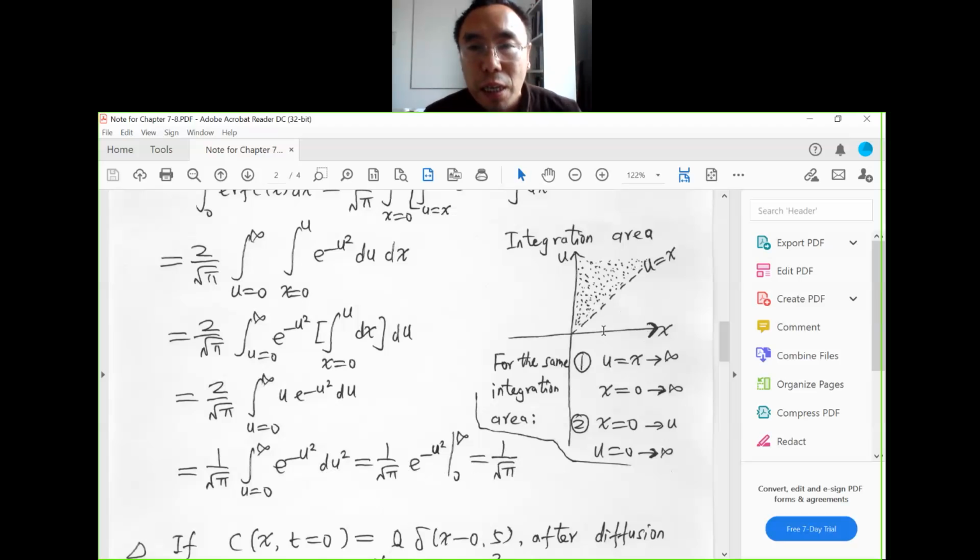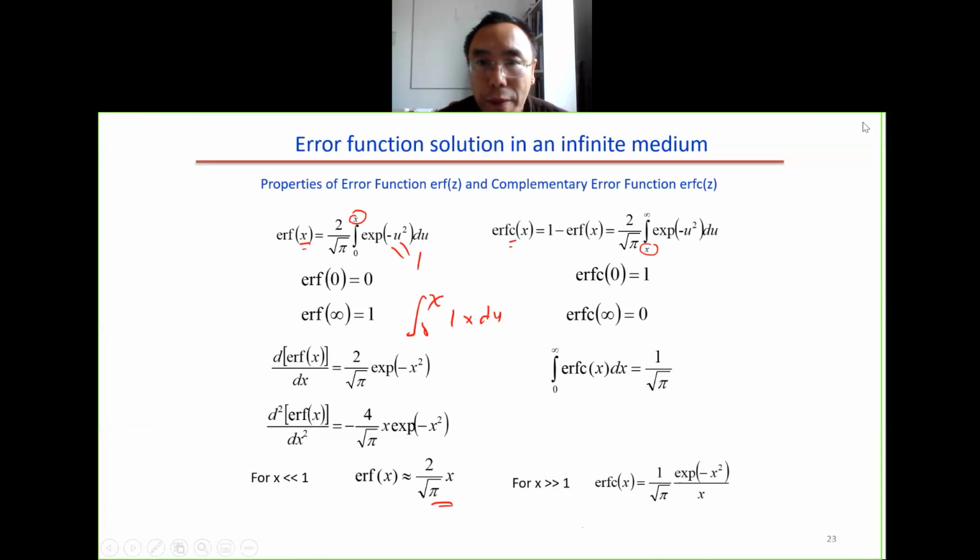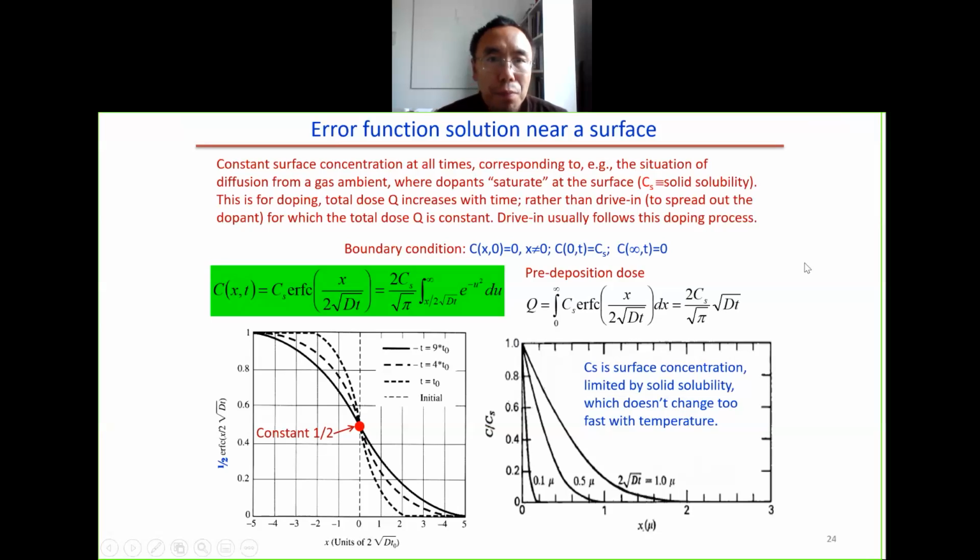So basically, we represent this integration area, and we have this easy integration. So here we can see that we have a constant surface concentration.